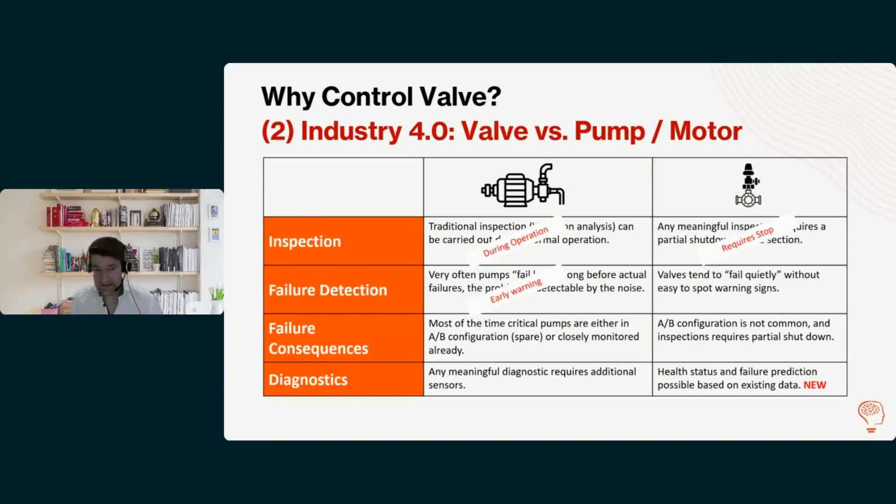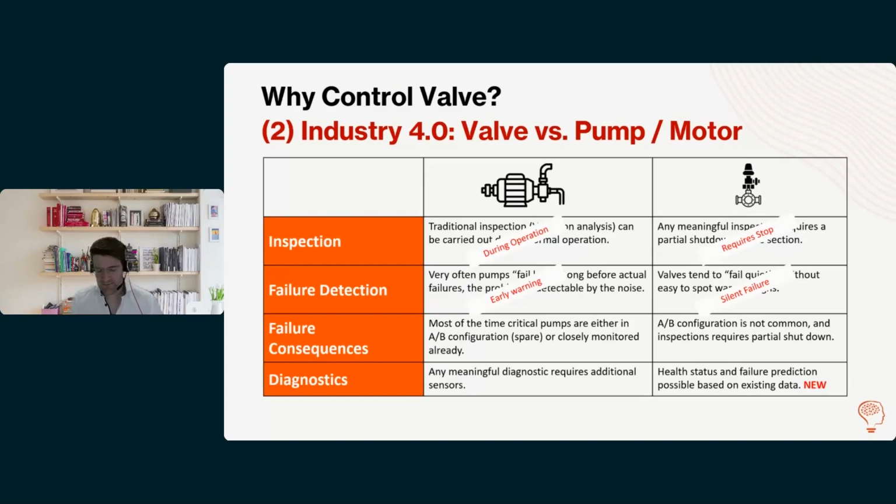The next point is failure detection. In a lot of plants, you will still find that failures of rotating equipment and pumps can be detected by experienced operators and experienced maintenance people, by just walking through the plant and hearing a change in noise. Yes, I know if you can hear the change in noise, it's already quite late, but it is failure detection before the failure leads to a shutdown.